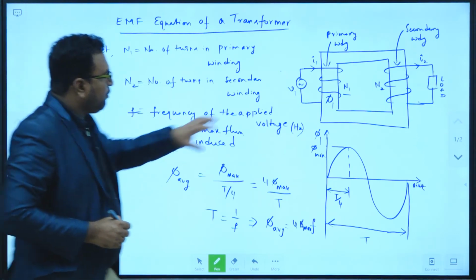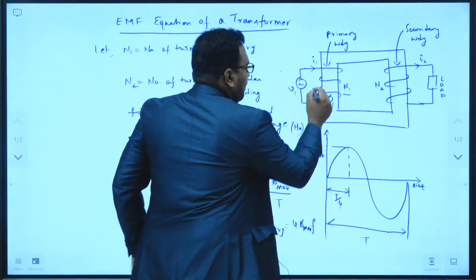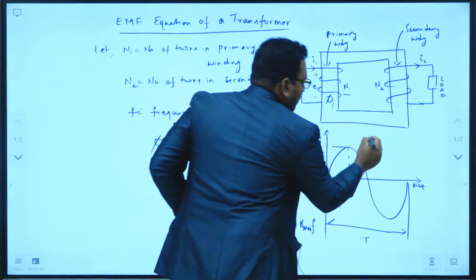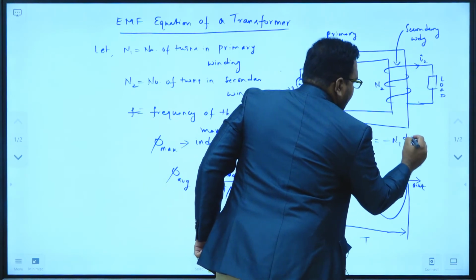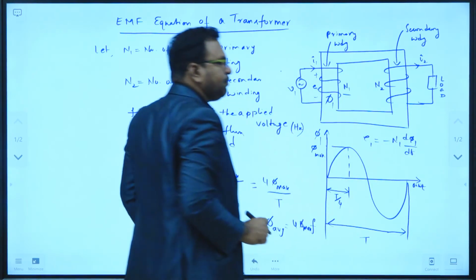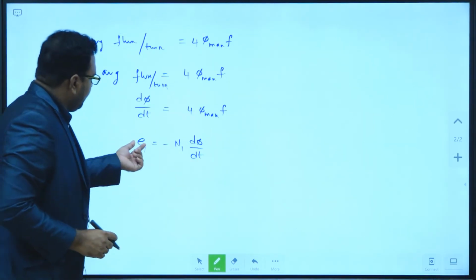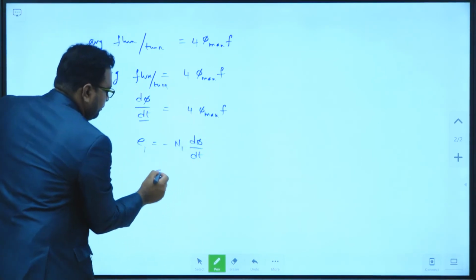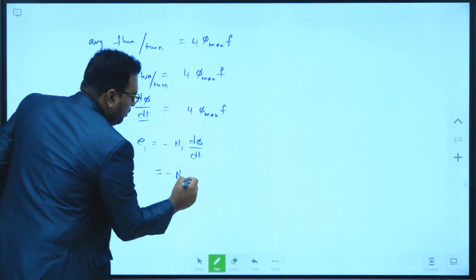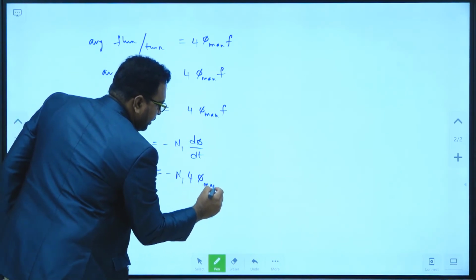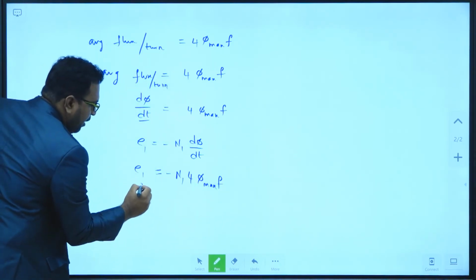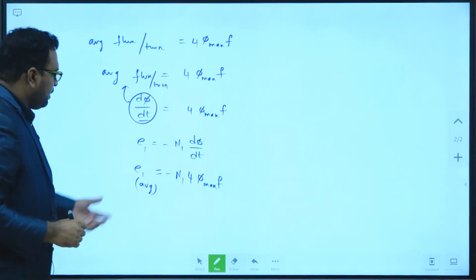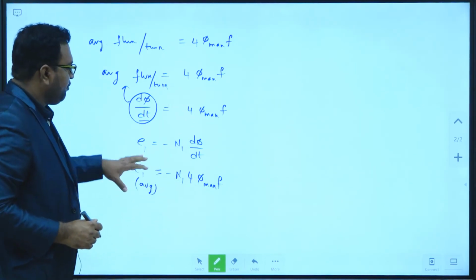So if you see here, when you apply voltage V1, a current flows and an EMF will be induced in this primary winding. Now what is the formula for E1? The formula for E1 is nothing but minus N1 into dΦ1/dt. Okay, so E1 is minus N1 into dΦ/dt. Now what is dΦ/dt? 4 Φmax f. So minus N1 into 4 into Φmax into f. This is the average value of the induced EMF, because this dΦ/dt is the average flux per turn. That's why this E1 is nothing but the average value of the induced EMF.